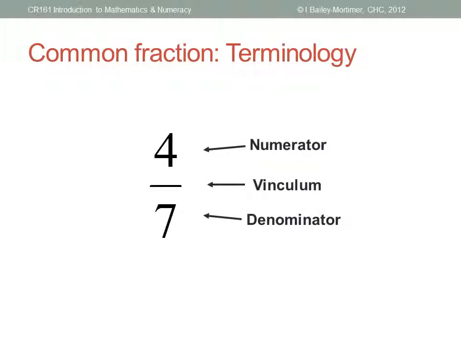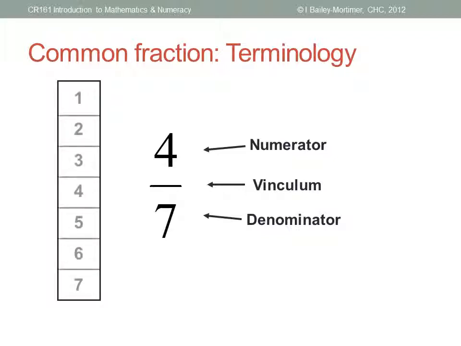The number on top is called the numerator and the number on the bottom is the denominator. The line in between is called the vinculum. The vinculum, the line in the middle of a fraction, means divide. This fraction, 4/7, just means we take our whole and divide it up into 7 equal pieces. The denominator is 7. Here we want 4 of those pieces. The numerator tells us how many pieces of that denomination to use. 4/7.